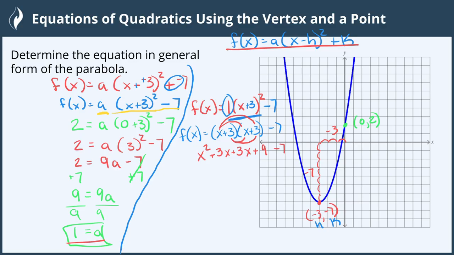Now that we've FOILed this, we can go ahead and combine the middle terms here, which gives us x squared plus 3x plus 3x gives us 6x. And then we have a positive 9 minus 7 gives us plus 2. So our equation is f of x equals x squared plus 6x plus 2. And that's in general form, and we're all done.